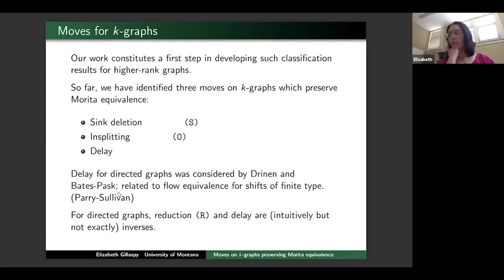So now I have thrown a whole bunch of words at you, and I suppose I should start defining some of those. So I want to start by telling you what a K-graph is, and then I'll tell you what a K-graph C-star algebra is, and then I'll tell you about what exactly these moves are, and a quick sketch of some of the proofs of how we proved that these 3 moves, sink deletion, insplitting, and delay, don't actually change the Morita equivalence class of your C-star algebra.